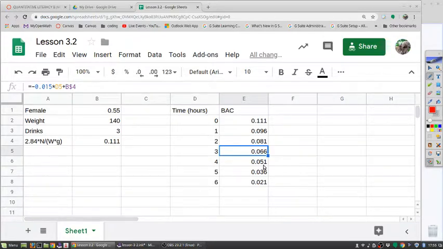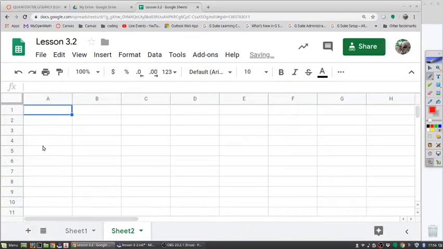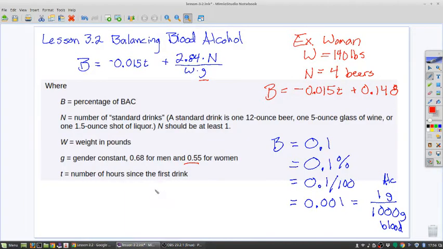We're going to play with another example. Suppose instead of measuring, given a number of drinks, measuring the blood alcohol content every hour, what if instead we play around with the number of drinks at a particular time later? So let's stick with that same female. So we use that 0.55 number. If it was a male, then we would use 0.68 as the gender factor.